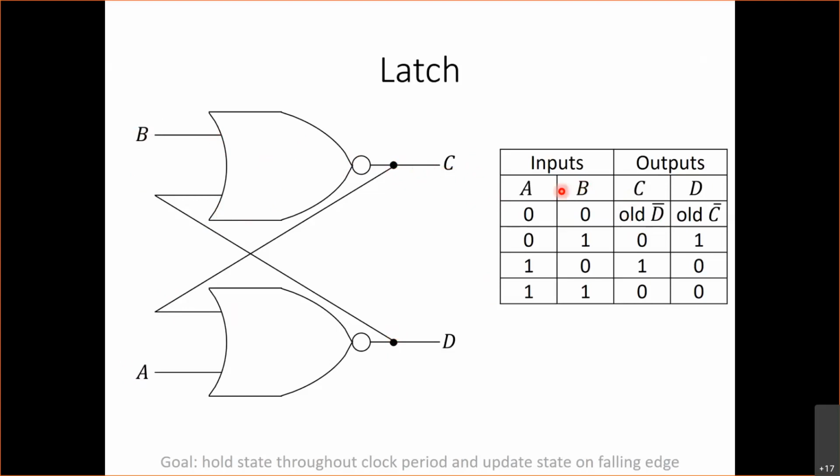Then if I apply A as 0 over here, I'm going to have 0 or C, since the value coming in from here is C. So 0 or C is going to be C, and then I have a not over here, so D is going to be not C. So if I apply 0, 0, then C will be the old not D, and D will be the old not C. Does someone have a question?